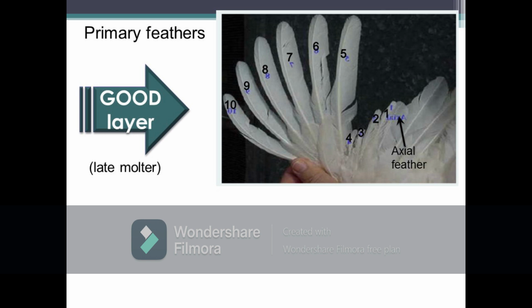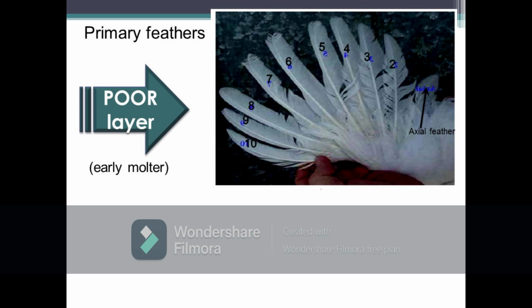This picture shows a late molter hen with similar stages of growth of replacements of feathers 1, 2, 3, and 4. This indicates that the hen was able to molt a group of primary feathers. This picture, on the other hand, shows an early molter hen with feather 1 that has just been molted, indicating that the hen is molting primary feathers individually. Meanwhile, the new replacement feather is not large enough to show.